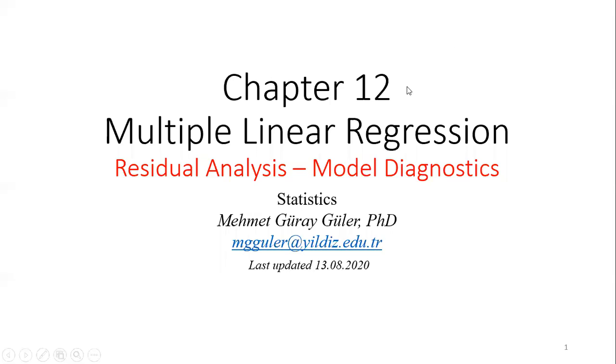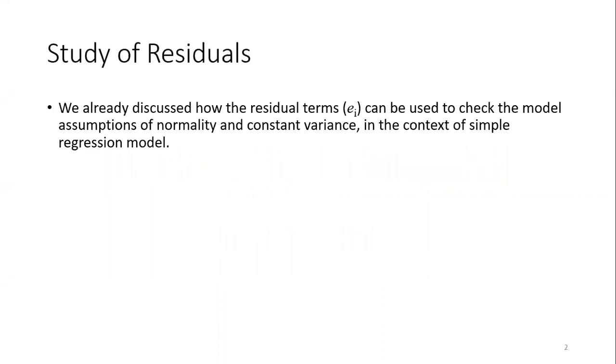Hi everyone. In this video, we will talk about residual analysis and model diagnostics for multiple linear regression. We said that the original model for a linear regression is something like this: y_i equals beta 0 plus beta 1 x1i plus beta 2 x2i plus epsilon_i. We assume epsilon_i is normally distributed with zero mean and variance sigma squared.